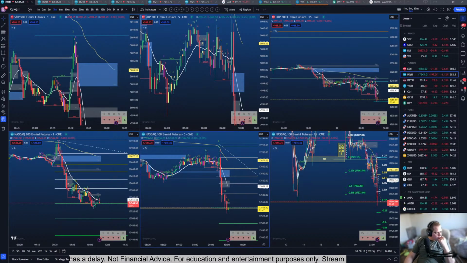Yeah, just got a bit too early, but the short was definitely the right play to the downside. You think Nvidia's driving this, or just some of the Mag 7 in general? It's a mix of both, Andre. It's definitely Nvidia is catching a lot of heat.